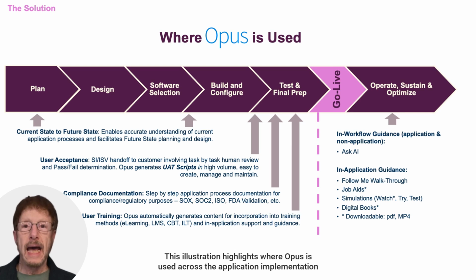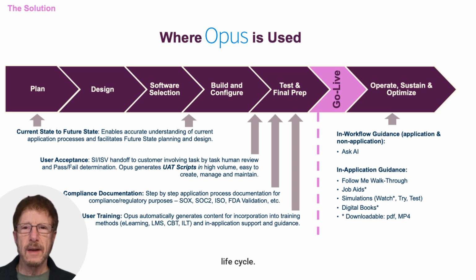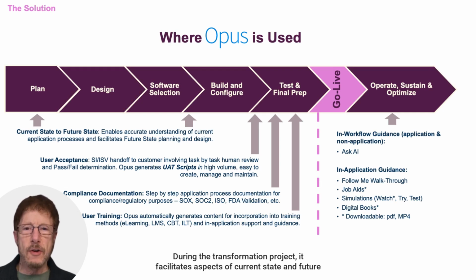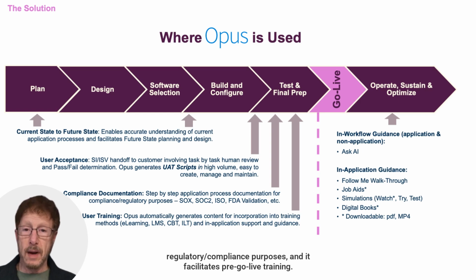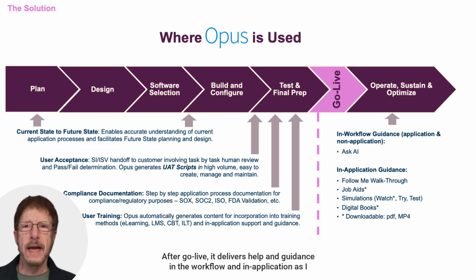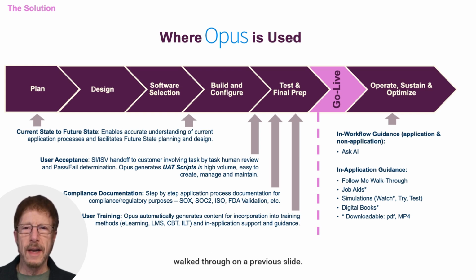This illustration highlights where OPUS is used across the application implementation lifecycle. During the transformation project, it facilitates aspects of current state and future state planning. It generates user acceptance test scripts in minutes. It also generates step-by-step documentation which can be used for regulatory compliance purposes, and it facilitates pre-go live training. After go live, it delivers help and guidance in the workflow and in application, as I walked through on a previous slide.